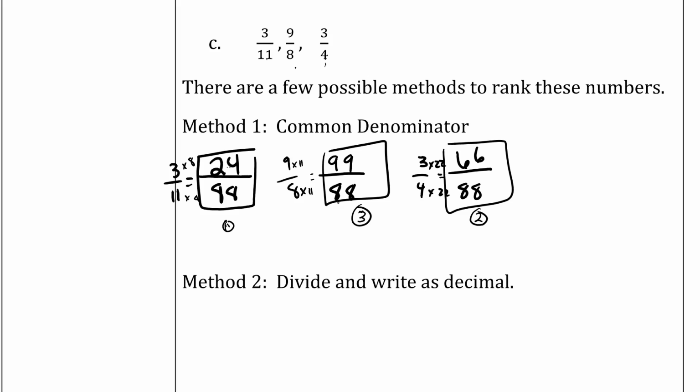When I'm going back and answering the question, I need to make sure I'm using the original fractions. 24 is the least, but what's that connected to? That's the same thing as 3 over 11. So I'm going to say 3 over 11, then the next smallest is 3 over 4, and then the biggest is going to be 9 over 8.